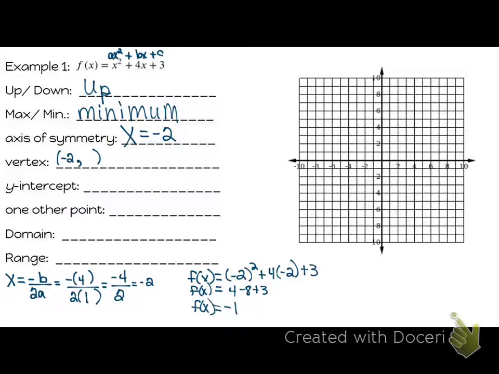So the function of x is basically my output. My output is my y value. So my y value equals what? -1. So my vertex is -2, -1.